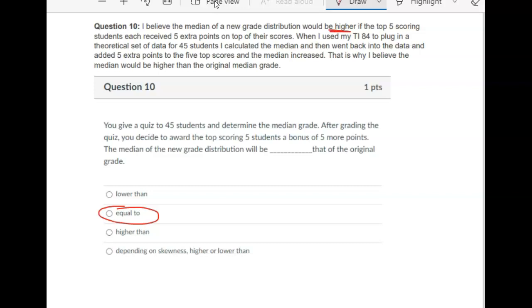And you plugged it in your calculator. I'm not sure why it gave you a higher one, but imagine you have your 45 students and you write their grades down, maybe from lowest to highest. You have maybe 30 and 35 and 43 as the first 3 scores, and a bunch more, since you have 45 students. Let's say this is the 41st student, and they get 85 and an 87 and an 89 and a 92 and a 94. Those are the top 5 students.